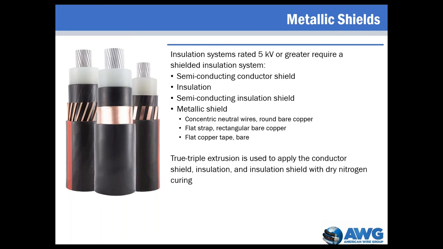To properly distribute voltage stress in the shielded medium voltage insulation system, a metallic component must be applied in direct electrical contact with the insulation shield. This metallic component is referred to as the metallic shield and is typically one or a combination of the following: round bare copper concentric neutral wires, rectangular bare copper flat strap concentric neutral, or flat bare copper tape. Other metallic shield possibilities include corrugated copper tapes, tinned copper components, or lead sheath. Our focus will be on the typical metallic shield constructions.